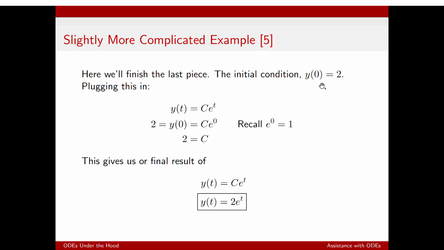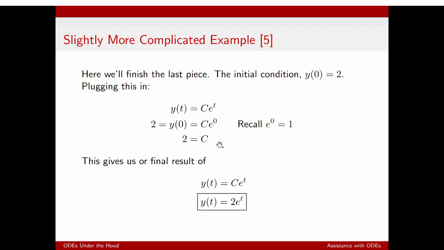The initial condition is y of 0 equals 2, so we'll plug this in. We get y of t equals c e to the t. Now we're saying that y at 0 equals 2. So if I plug in y of 0 equal to 2, the left-hand side is 2, but t is equal to 0. Simplifying the algebra, e to the 0 is just 1, and this 2 gets brought down, so we get c is equal to 2.